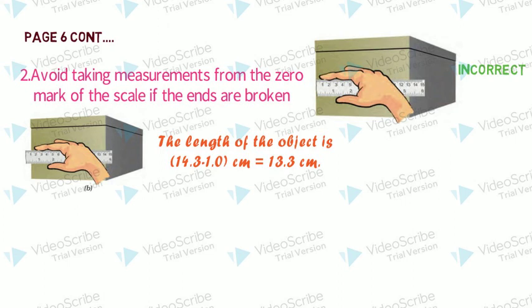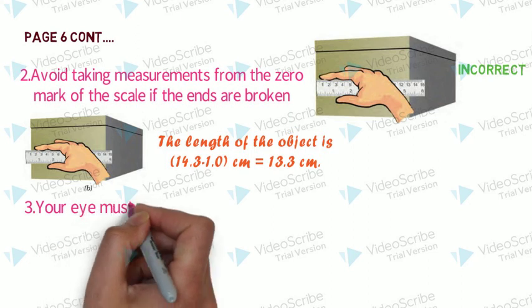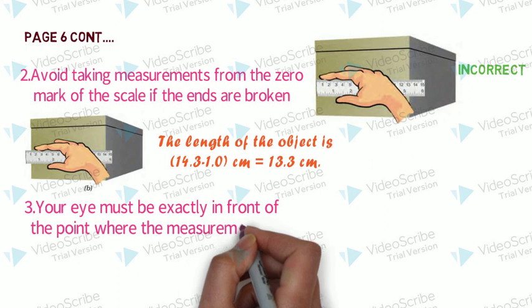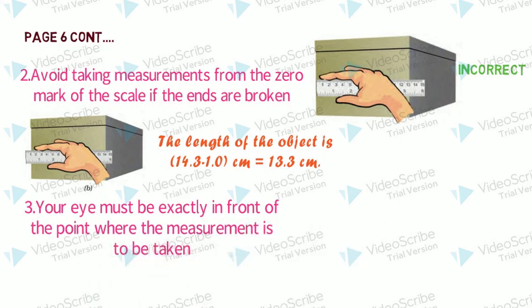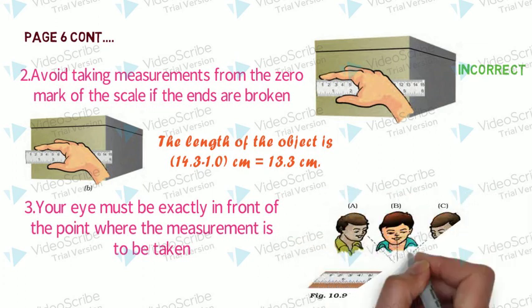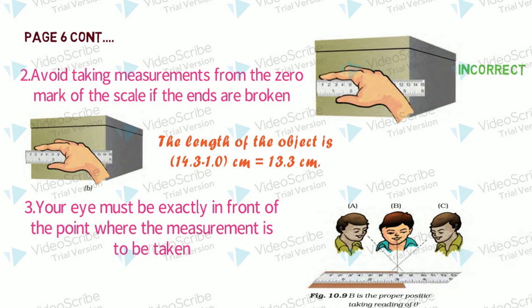Then point number 3. Your eye must be exactly in front of the point where the measurement is to be taken. For example, take a look at the picture. If the boy is in position B, it will provide you a proper reading of the scale. Suppose the boy is in position A or C, that will provide you an incorrect reading. So that's it about the 3 points you need to remember while taking a measurement.